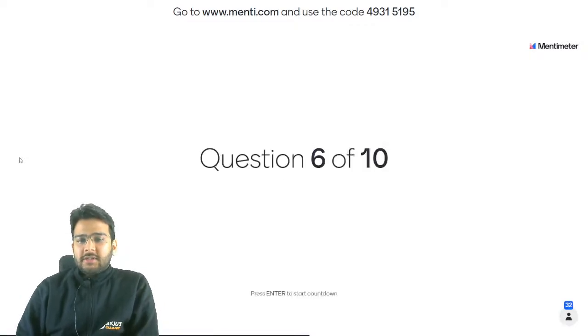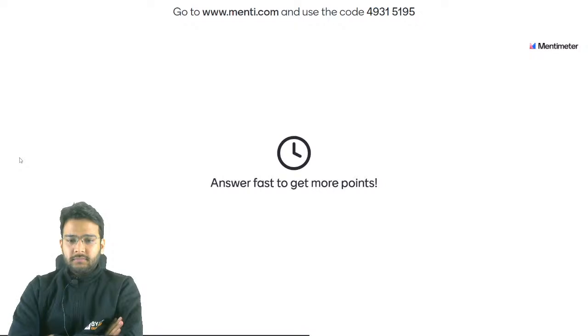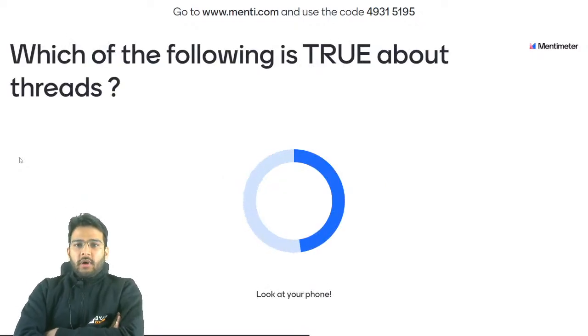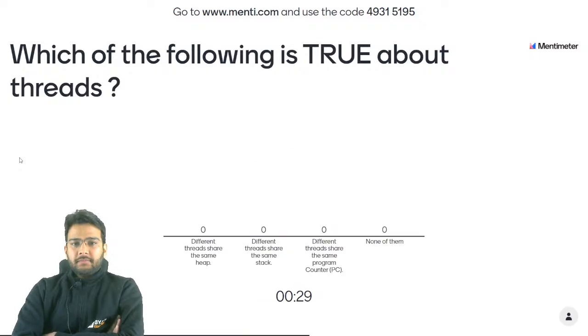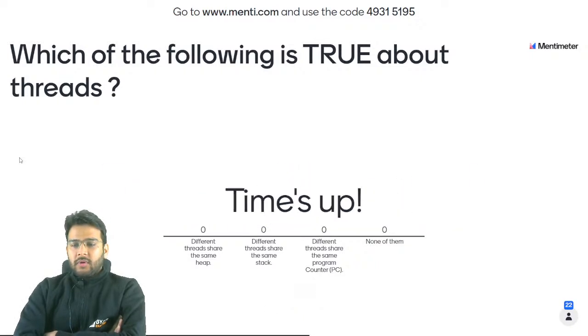Question number 6. And here it is. Which of the following is true about threads? So you have 4 options here. Different threads share the same heap. Different threads share the same stack. Different threads share the same program counter. None of them. Yes, quickly answer this. Quickly answer, guys. Time is up.